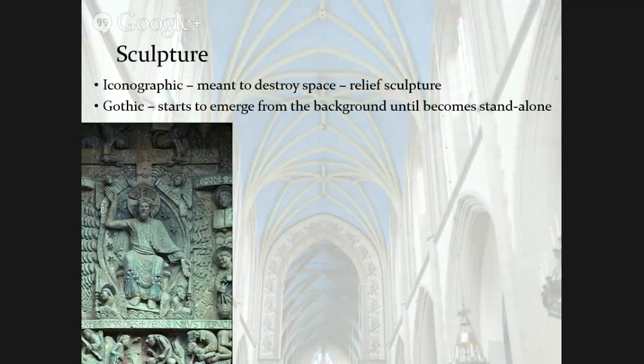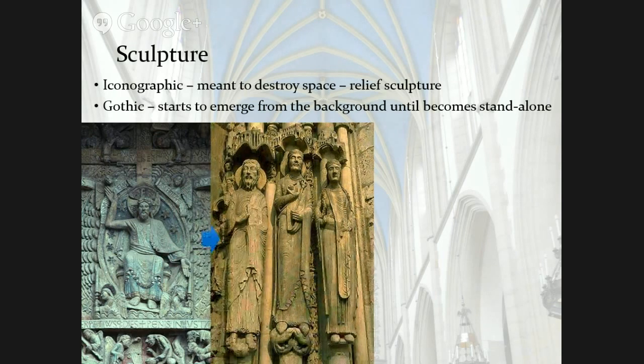Also in the Gothic time, you have a change in sculpture. And so in the iconographic style, they're showing heaven. So they're trying to destroy earthly space, just like they did with the inverted perspective. So in sculptures, they limit it to relief sculptures. So it's attached into the wall, and there's a flatness to it. And so once again, you got the theme of the Pantocrator, Jesus enthroned in majesty. But then as you continue into the Gothic, this sculpture is going to start to emerge from the background to have more depth, more perspective to it.